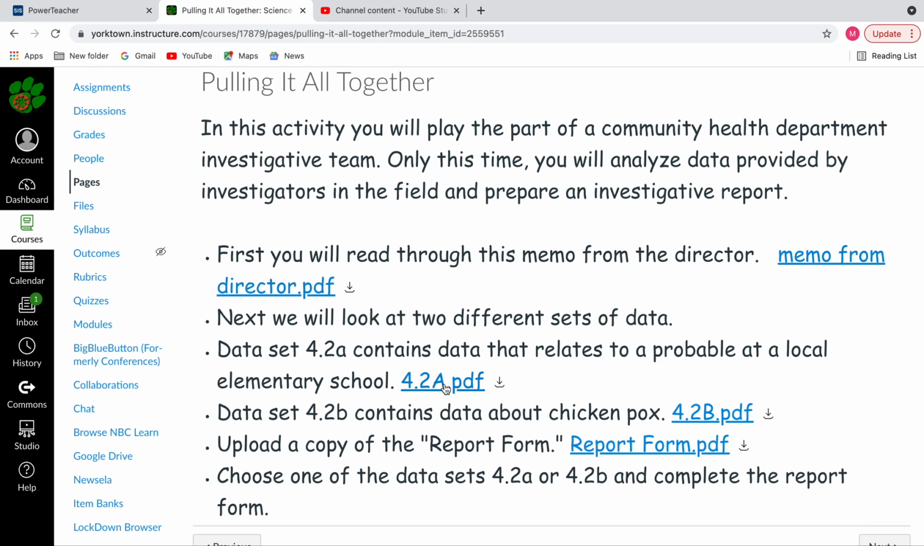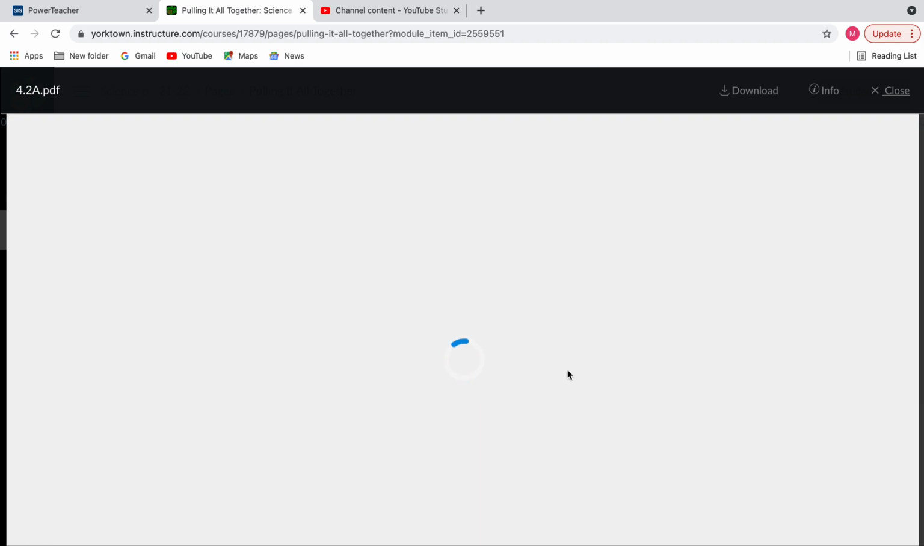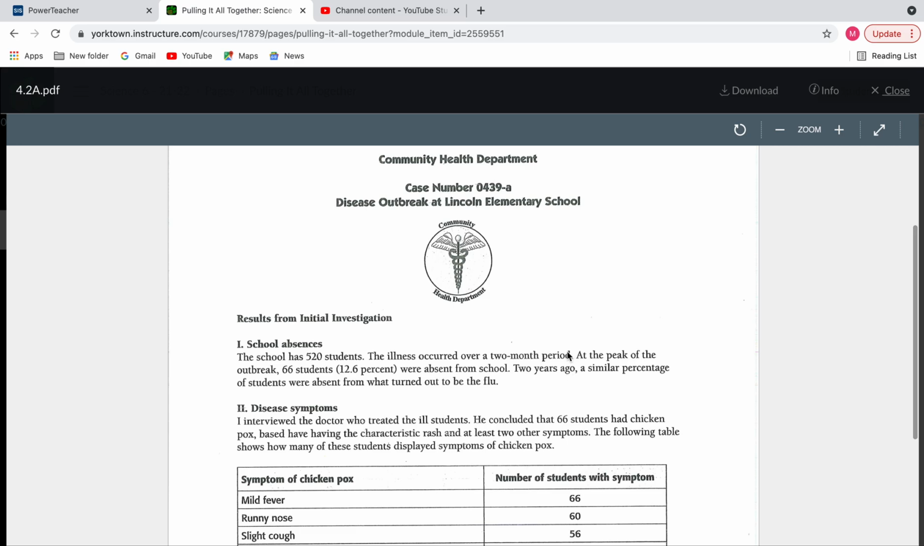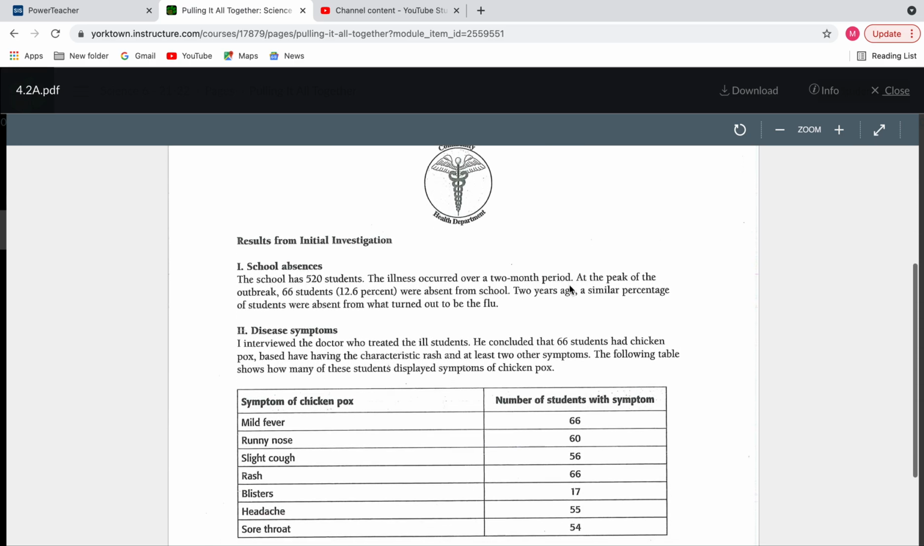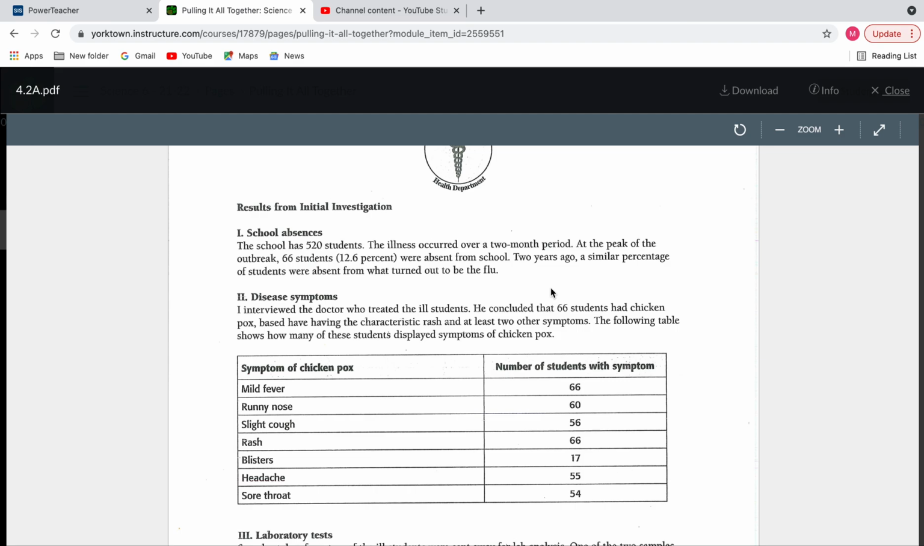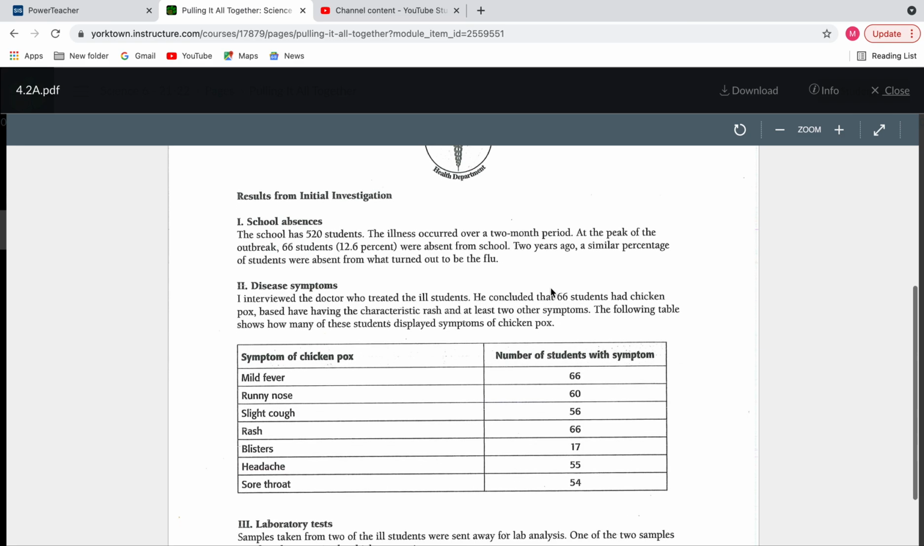We have data set 4.2A, and this is about a disease outbreak at Lincoln Elementary School. It says the school has 520 absences. The illness occurred over a 2-month period. At the peak of the outbreak, 66 students, which is close to 13%, were absent from school. Two years ago, a similar percentage of students were absent from what turned out to be the flu.